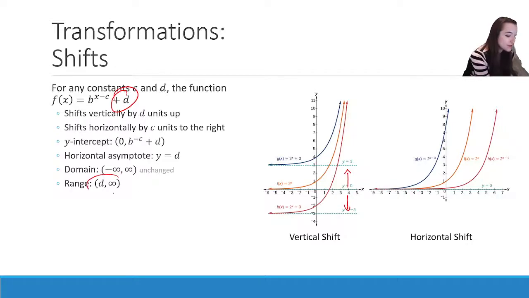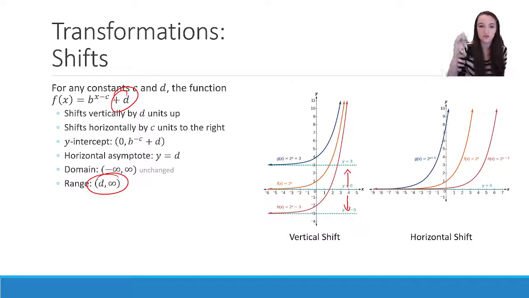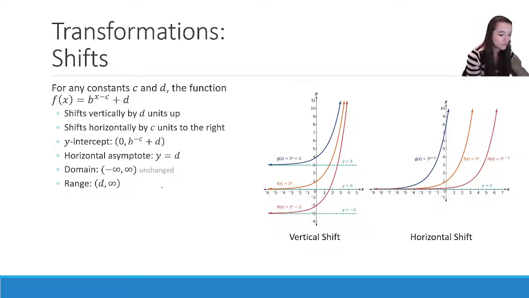The range comes from the horizontal asymptote. So the range in this case would be d to infinity. Or if we're flipped over or something like that, and later we'll see, it can be on the negative side of that. But for our basic b to the x minus c plus d, where we're not multiplied by any negatives or anything like that, range is d to infinity. But the domain remains unchanged.